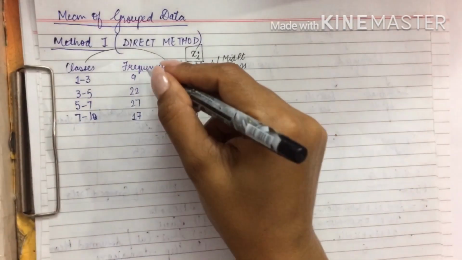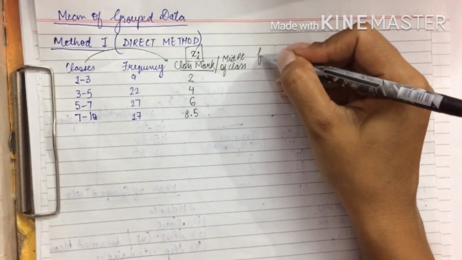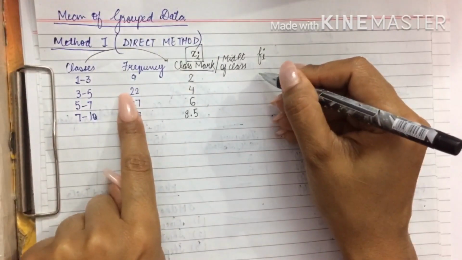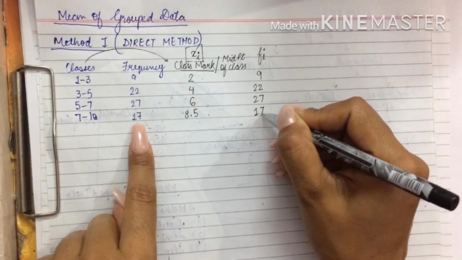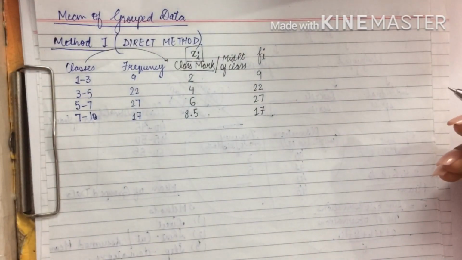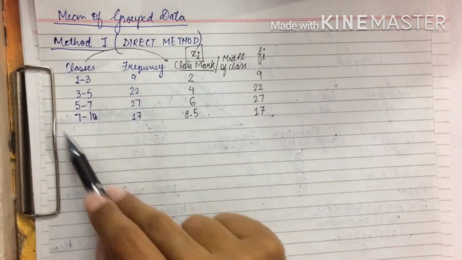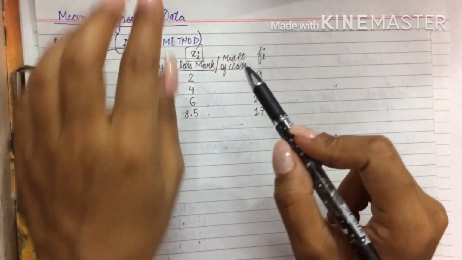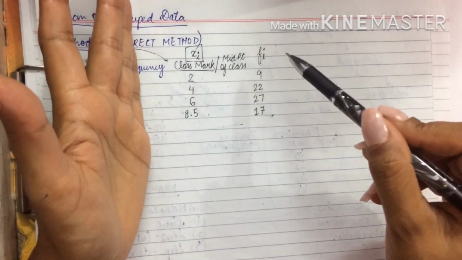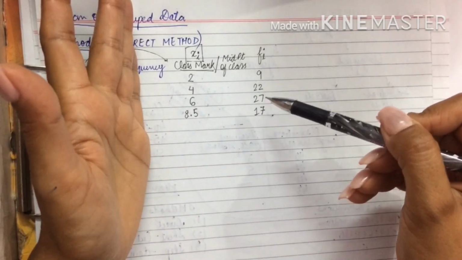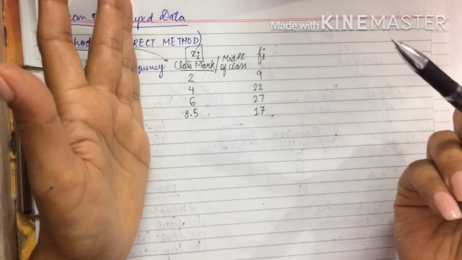And then the frequencies, fi: the first frequency is 9 for the first class, then 22, then 27, then 17. Now the direct method is the same as the one we used to find the mean for a discrete series. Once you have obtained the class mark from each of the classes, you can consider this as a discrete series. You have some observations and the respective frequencies. How would you find the mean?